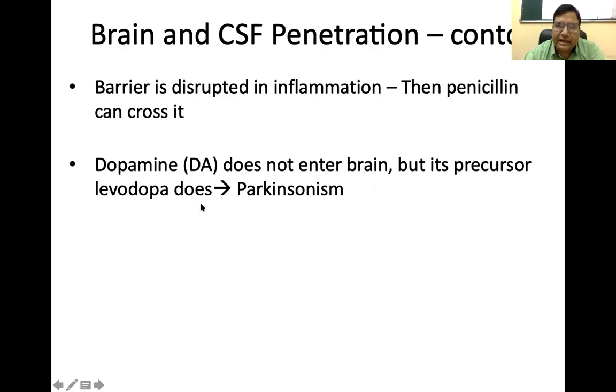So we give levodopa for the treatment of Parkinsonism, where there is degeneration of the dopaminergic neurons. Levodopa is the precursor of dopamine. When we take levodopa, it can easily cross the blood-brain barrier and reach the brain. There the converting enzyme, decarboxylase, will convert the levodopa into dopamine. So dopamine becomes available in the brain for the treatment of Parkinsonism. So we use this drug, not dopamine.